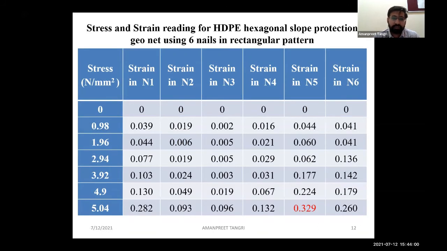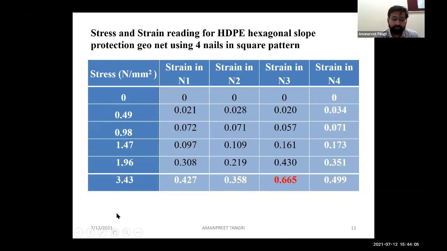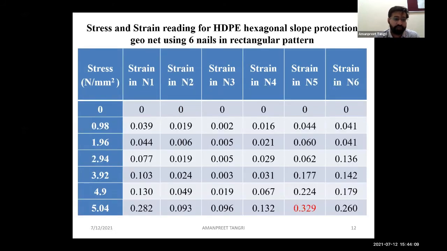Next, talking about the 6 nails in a rectangular pattern. Now the stress it could take before its failure was increased from 3.43 to 5.04, and the maximum strain was seen in nail number 5. So generally, when the load is distributed from the top to the bottom side, the maximum strains come in the bottom nails.